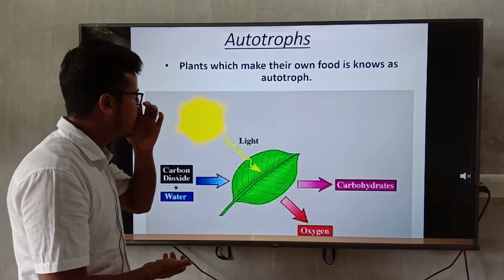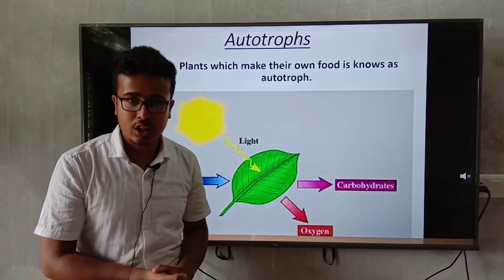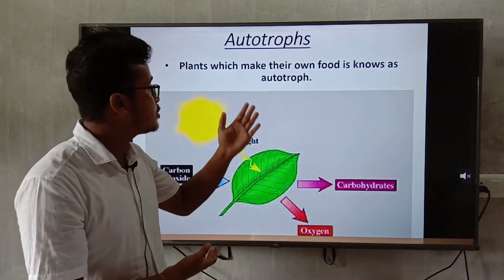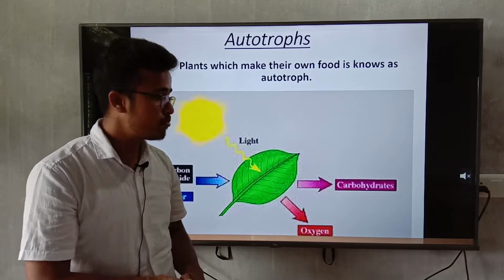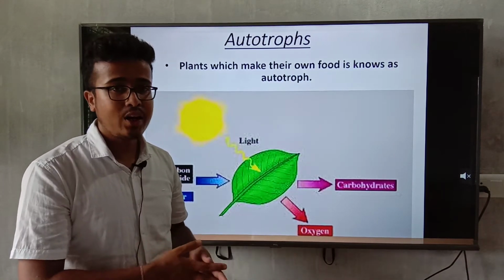Now, autotrophs. What are autotrophs? Autotrophs means plants which make their own food. So plants which make their own food are known as autotrophs. We know that plants make their own food, that's why they are autotrophs.